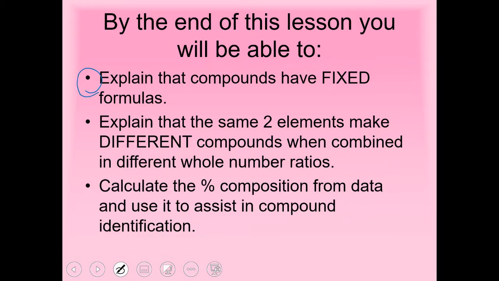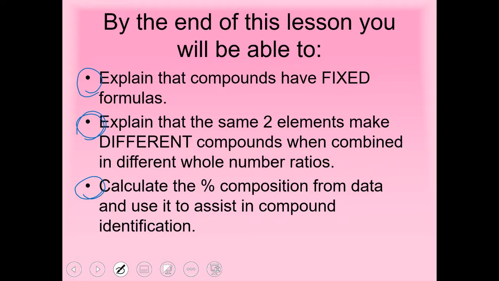This idea that compounds have fixed formulas. We're going to take a look at the law of multiple proportions, which is the idea that came from that. Two elements, if they combine, even though they're the same two elements, if they combine in a different ratio, they make a different compound. And we're going to apply a little bit of mathematics to calculate percentage composition data for compounds, okay?